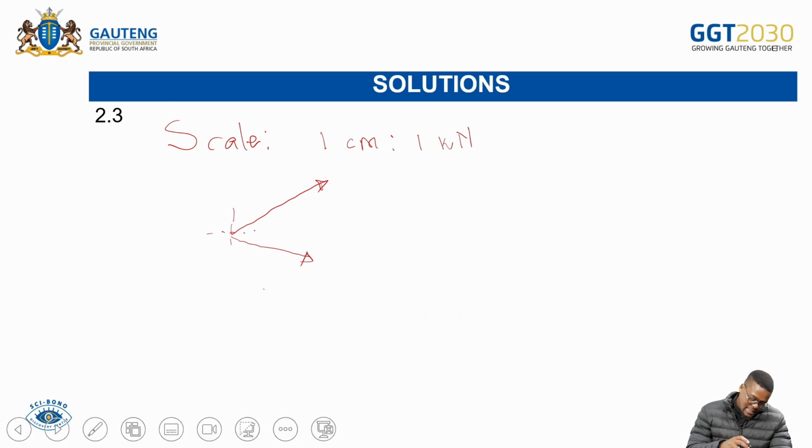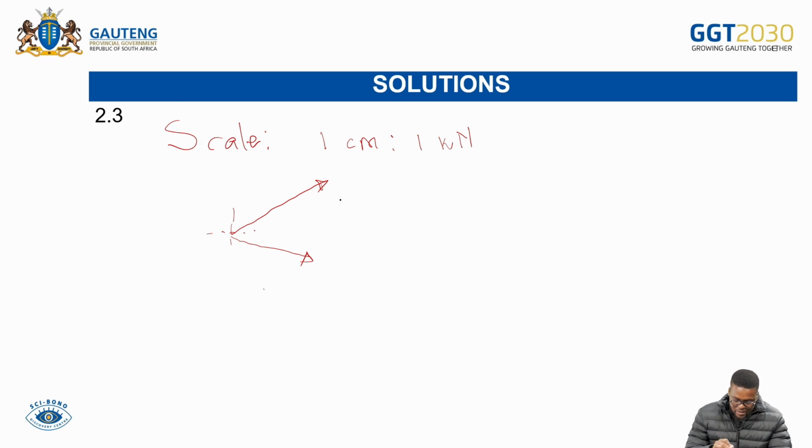Then what do you do after? You have to complete the parallelogram. By completing the parallelogram, these two lines must be equal, and mine are not equal now. So you can simply use the same process that you have done using the protractor. Then you draw the diagonal line. It's going to give you the resultant vector. So this would be your FR, which is the resultant vector, right?